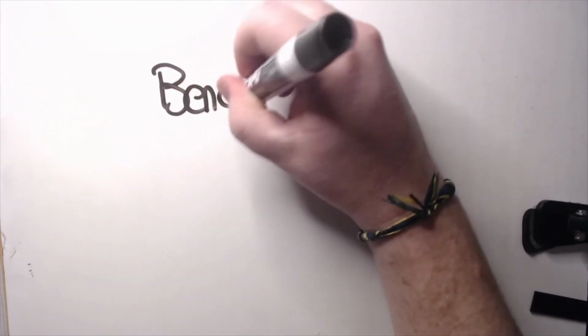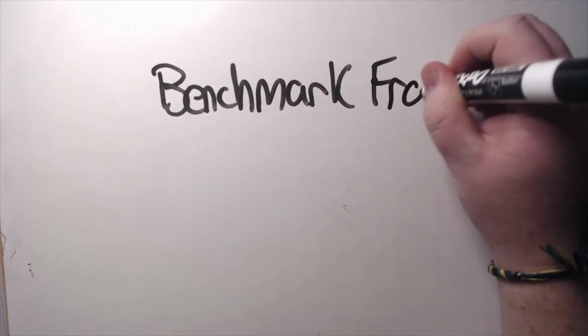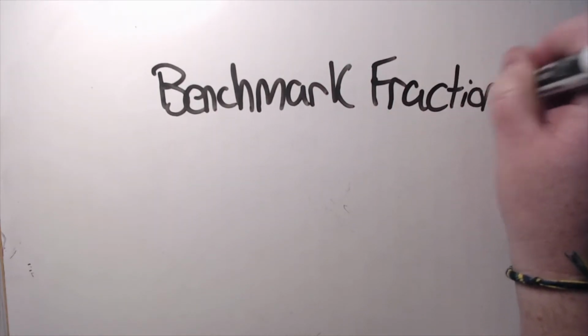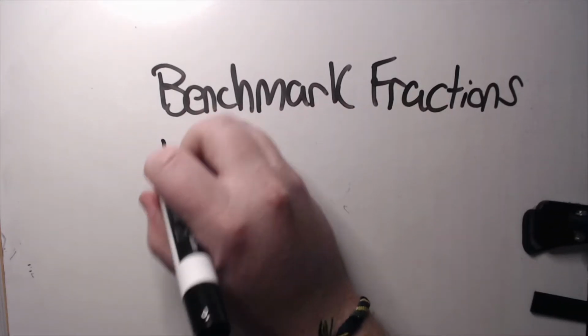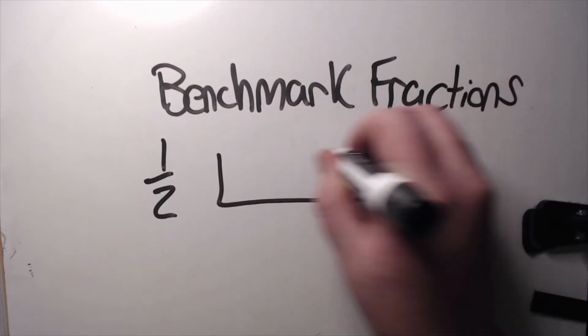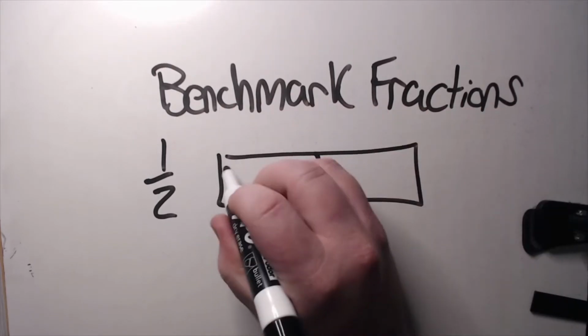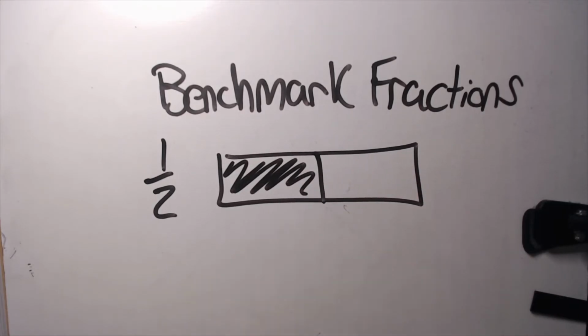Essentially, benchmark fractions are fractions that allow us to kind of do fractions in our head, and they're just easy ones to think about. So benchmark fractions, for example, would be like 1/2. If we were to draw this and take 1/2 of it, that would be 1/2. It's a really easy fraction to identify with. That's why it's called a benchmark fraction.